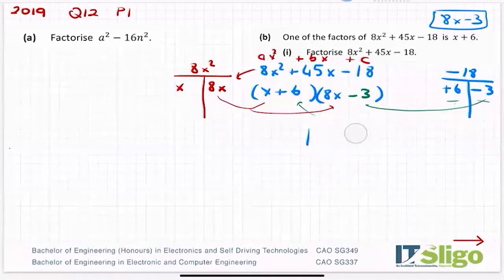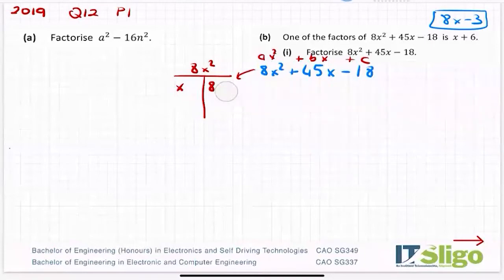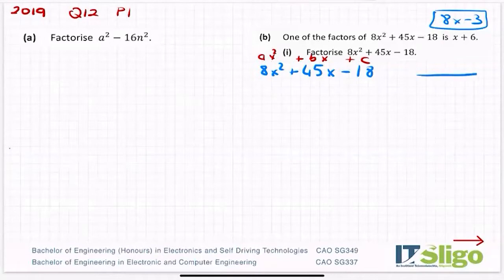So what happens if you don't see that one? Could I do it from scratch? Well, yes, of course you could. So one easier way of doing guide numbers: typically we use minus 18 as a guide number, but when there's a number in front of the x squared, in many schools they do a by c and they get the guide number of that. So the guide number is 8 times minus 18.